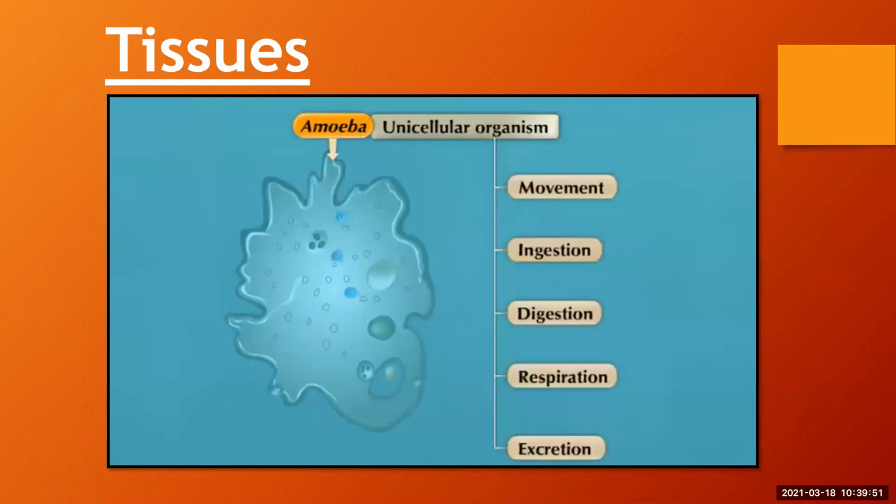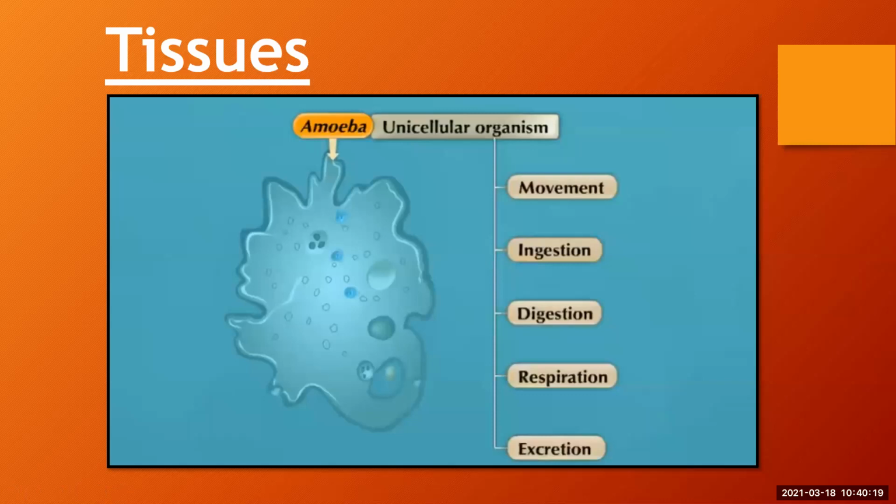Now what do you think? Let us find out. In unicellular organisms like amoeba, as we can see in the diagram, the amoeba has a single cell, and this single cell carries out all the functions, like movement, digestion, ingestion, respiration and excretion.